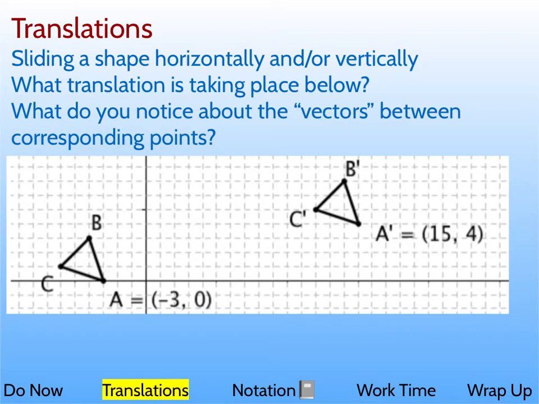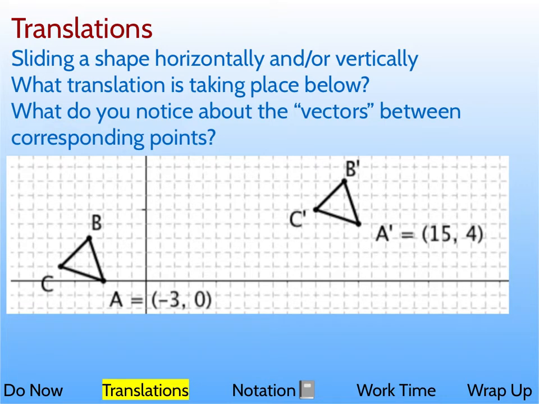So, for lack of a better phrase, translation is just sliding a shape horizontally and/or vertically. Like right here, we have ABC, the pre-image. We just slide it over here, and see how it's facing exactly the same direction. Everything looks pretty much the same, except we just took it and shoved it over there. There was no rotation, no reflection, nothing.